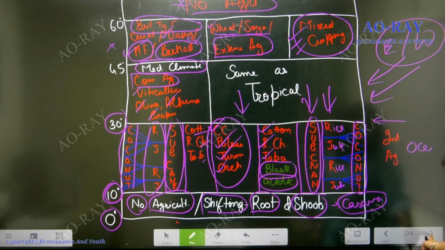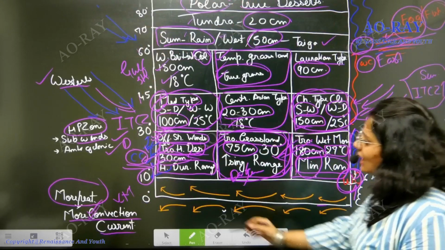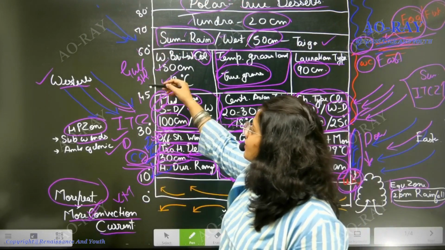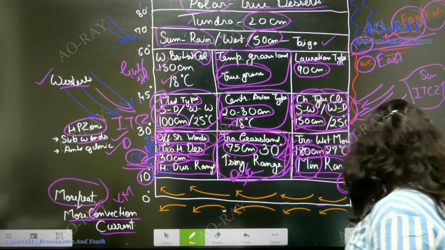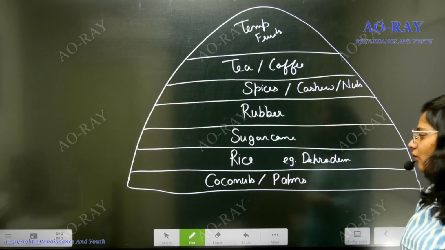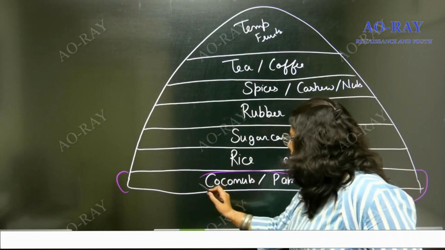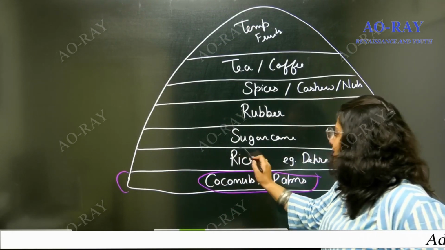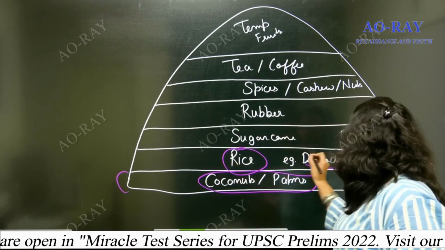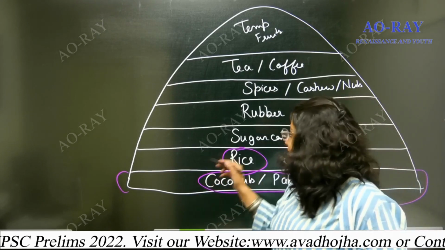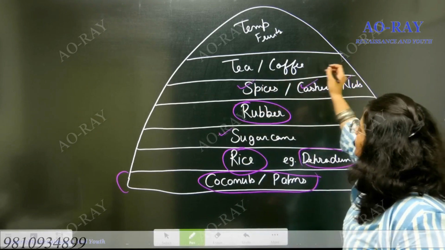Moving on to the next diagram. These two diagrams show latitudes 0, 10, 30, 45. We always say that latitudes mimic the altitude, but how? We'll show it now. At the base, we'll have coconut or any kind of palms, rice. For example, we have so many doons, especially Dehradun, which is a very good cultivator of basmati rice. Then sugarcane, rubber, spices, cashews, nuts, tea and coffee.